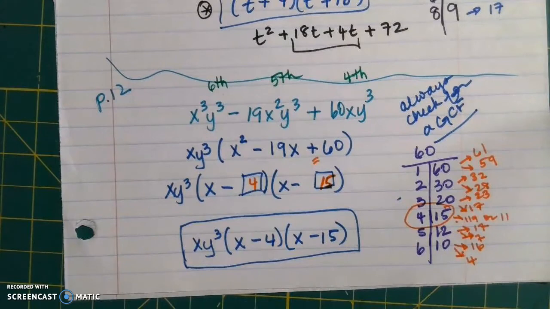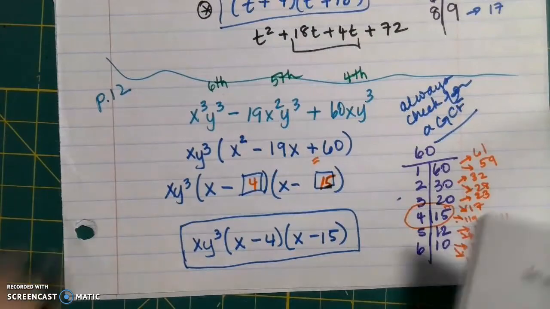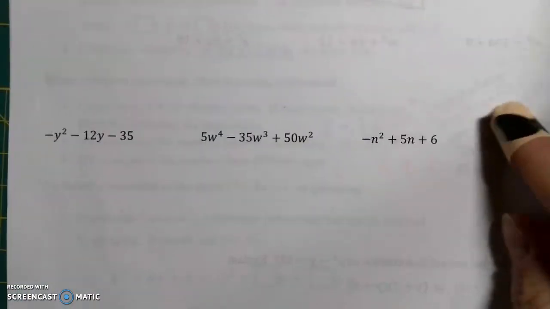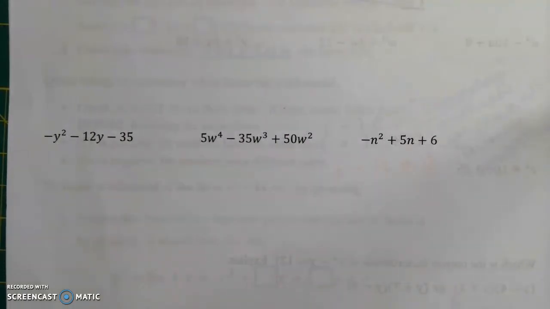Let's see. Okay, I have tons of extra examples on here just to make sure that you're having a chance to look at lots of different things. So we're not going to do all of them. Let's hit one more, though. Let's do the 5w to the 4th term.